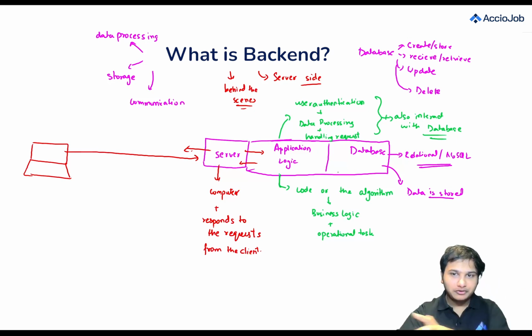Let's once again go through the entire thing. The server receives the request and responds appropriately. It also calls the application logic whenever it is necessary. Basically, the server is just a computer or system that hosts the web application and responds to requests from the client, right? Then comes application logic. It has the code or the algorithm that can perform various business logic and operational tasks. Apart from that, the key features are user authentication, data processing, handling requests from the front end, and interacting with the database. Then comes the database, which is something that stores the data. It can be relational or NoSQL.